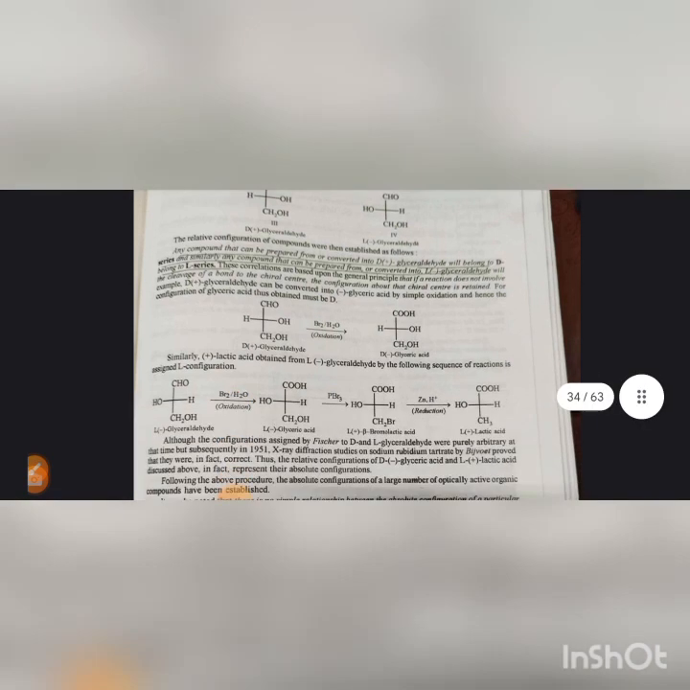Any compound that can be prepared from or converted into D-glyceraldehyde belongs to the D series, and similarly any compound which can be prepared from or converted into L-glyceraldehyde will belong to the L series. These correlations are based upon the general principle that if a reaction does not involve the cleavage of a bond to the chiral center, the configuration about that chiral center is retained. For example, D plus glyceraldehyde can be interconverted into minus glyceric acid by simple oxidation, and hence the configuration of the glyceric acid thus obtained must be D.